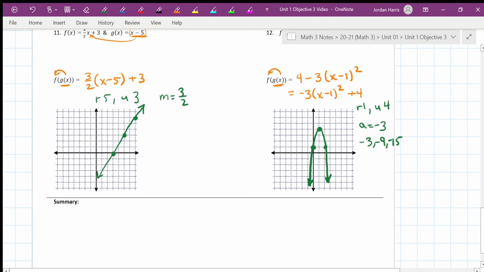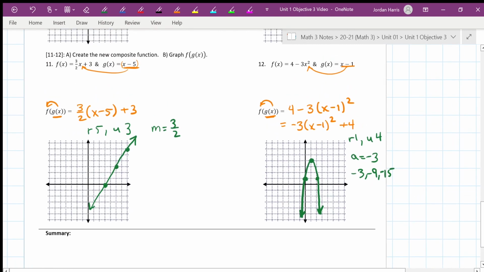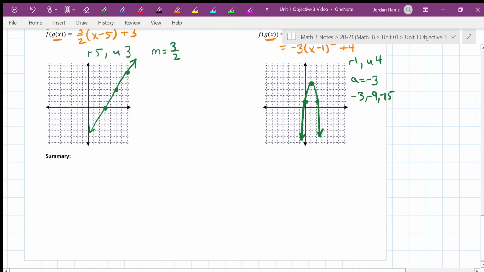So make sure you answer your essential question about how do you write equations. 3 sentences in your summary.